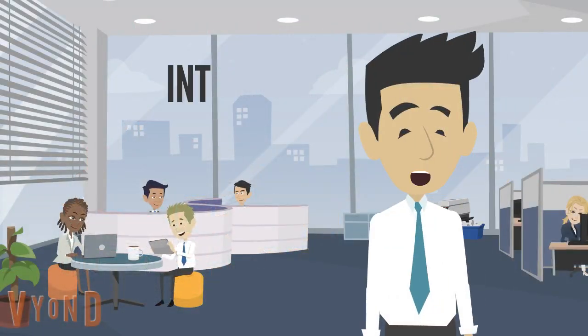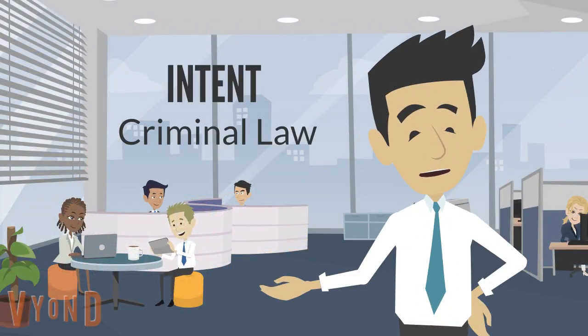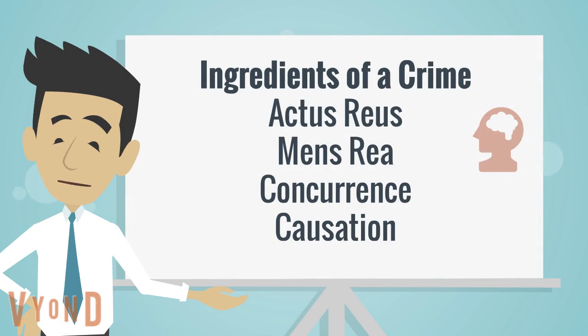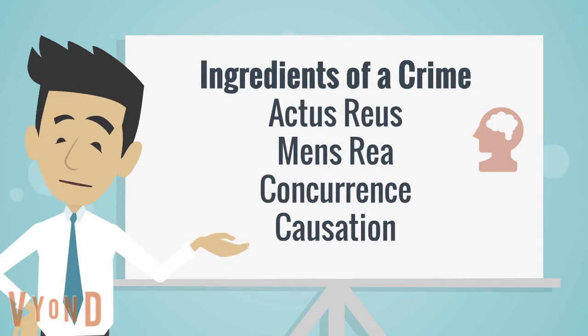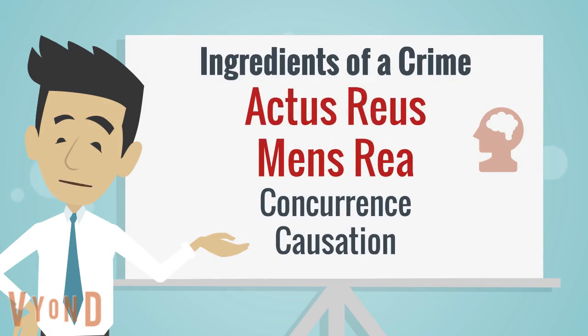In this session, we are going to cover intent as it's used in criminal law. When learning about criminal law, there are 4 building blocks required of most crimes. The main 2 components we will discuss are the actus reus and the mens rea. The actus reus is the physical part of the crime and the mens rea is the guilty mind.